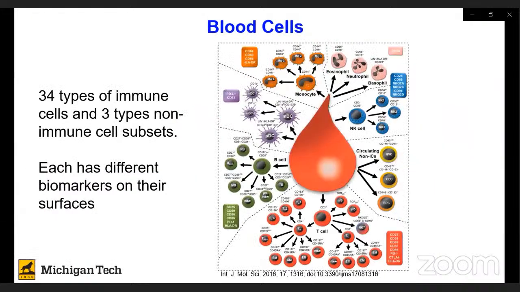We are using this high brightness fluorophore for blood cell analysis using the technique called flow cytometry. As shown here, blood cells consist of many types of biomarkers. In short, we call them clusters of differentiation, CD.